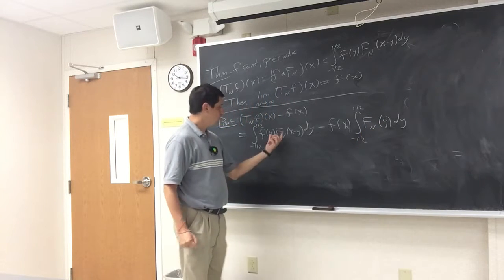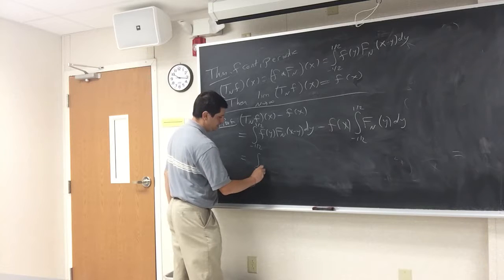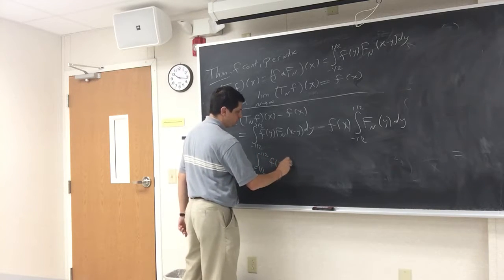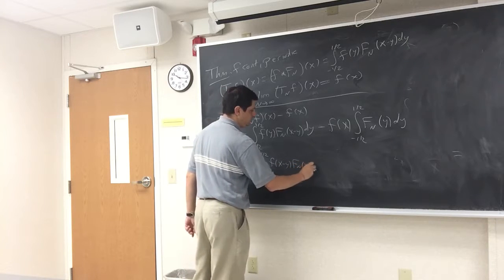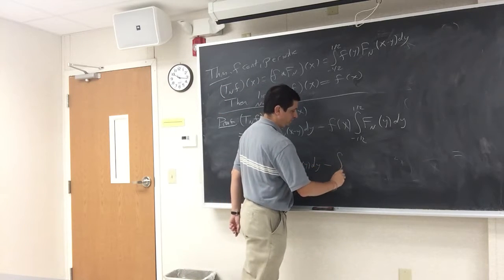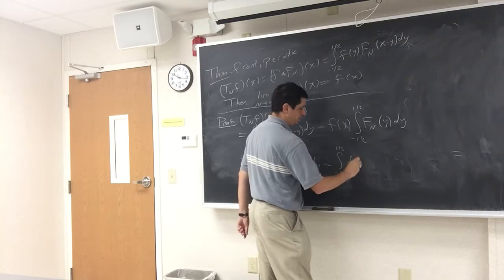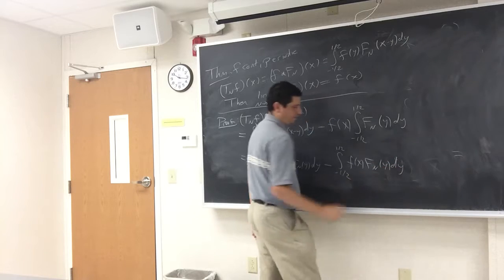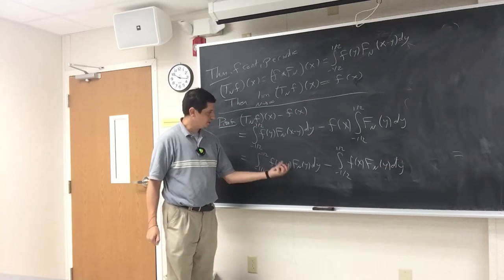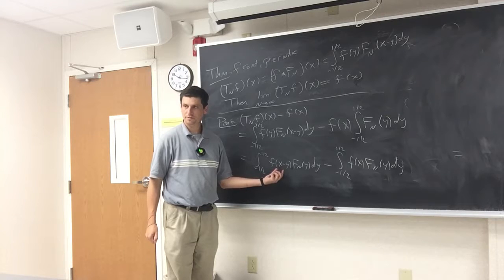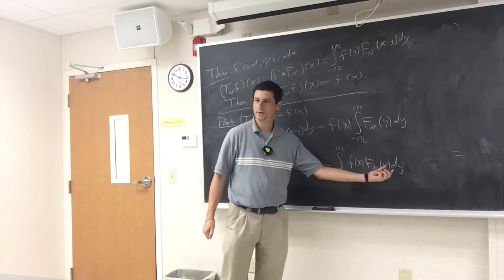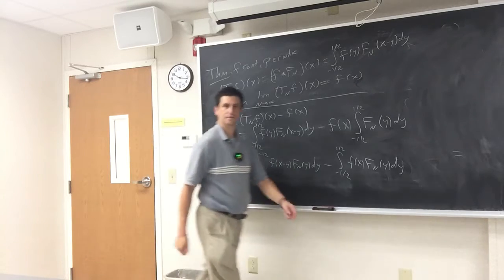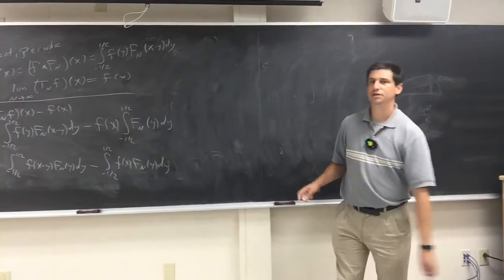So what I'm going to do is I'm going to rewrite this. This first piece is minus a half to a half. I'll write this as f of x minus y, fn of y dy, minus the integral from minus a half to a half of f of x, fn of y dy. I'm going to just basically change variables. This way both of them have an fn of y. And now I can subtract very nicely. And so it's all about trying to do the algebra in a nice way.